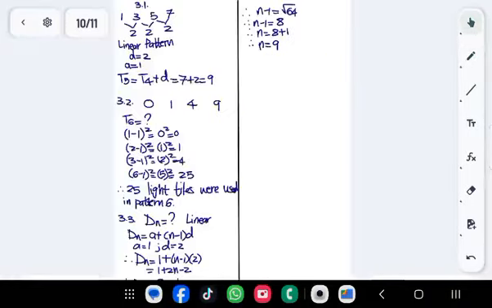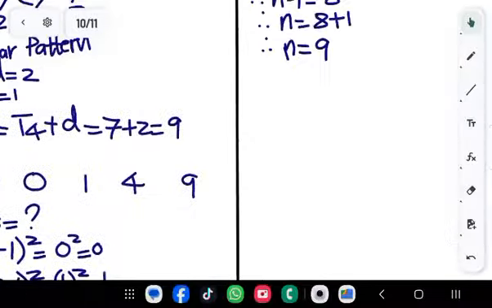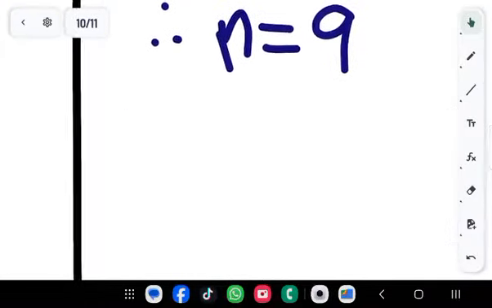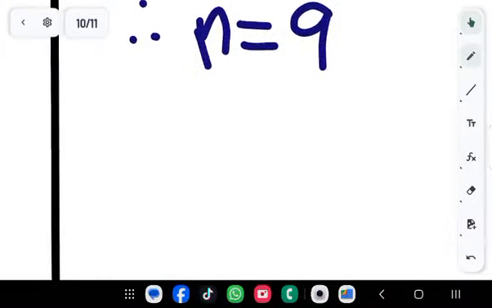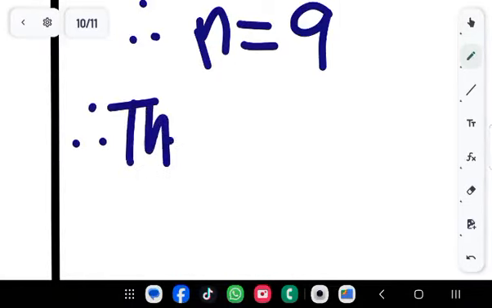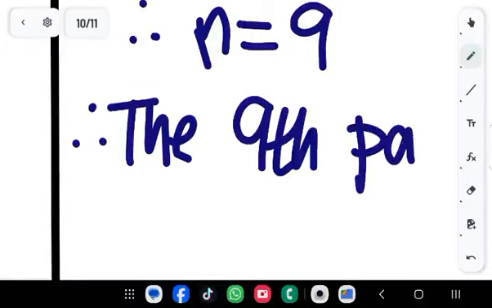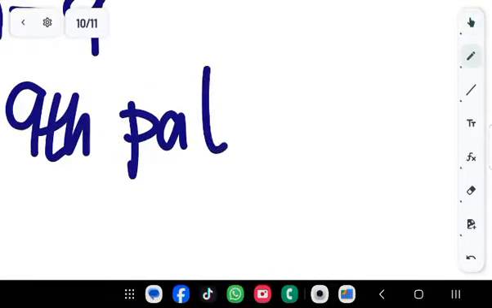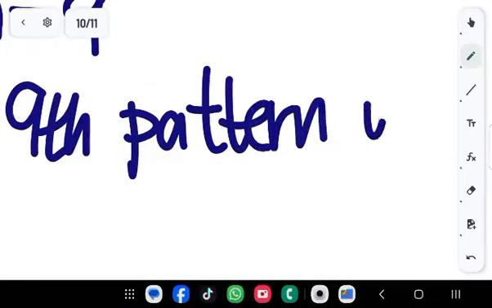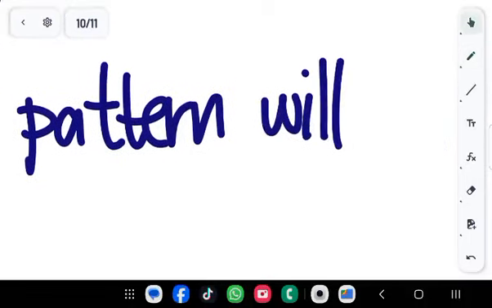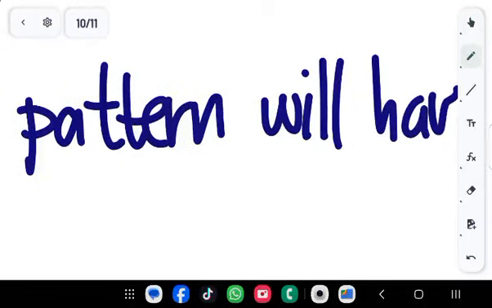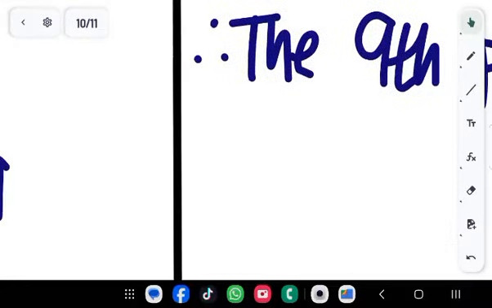Therefore, the ninth pattern will have 64 light tiles.